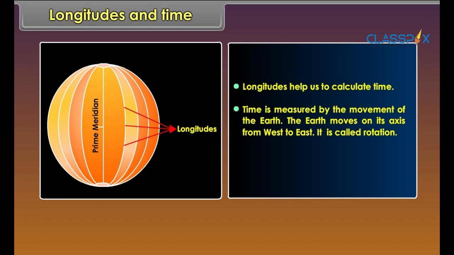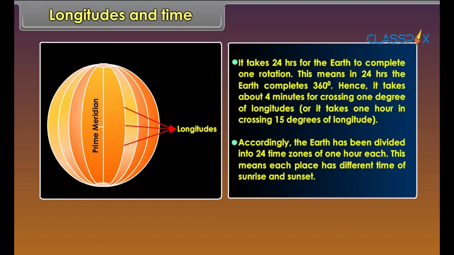Time is measured by the movement of the earth. The earth moves on its axis from west to east. It is called rotation. It takes 24 hours for the earth to complete one rotation. This means in 24 hours the earth completes 360 degrees.